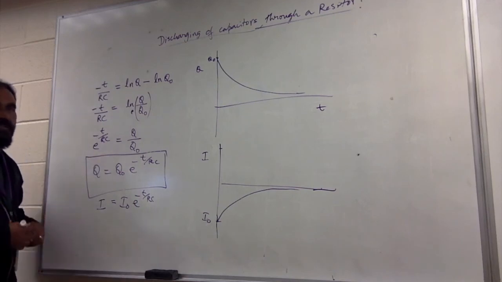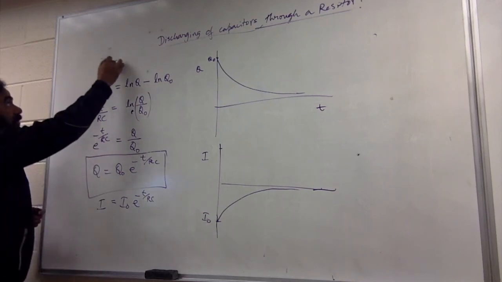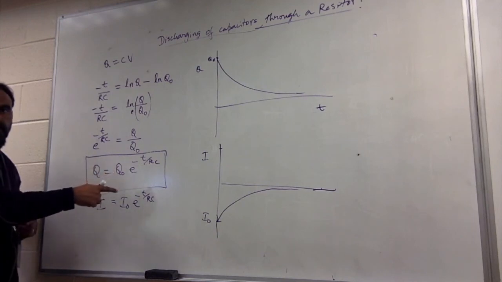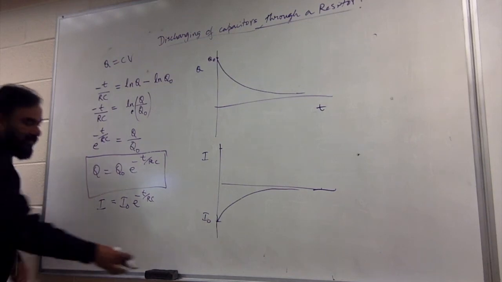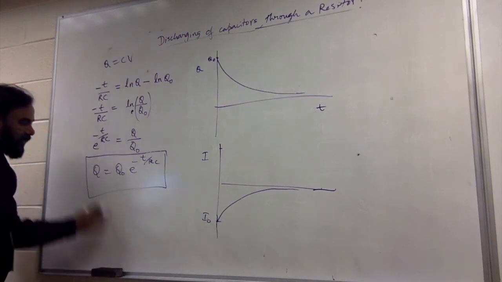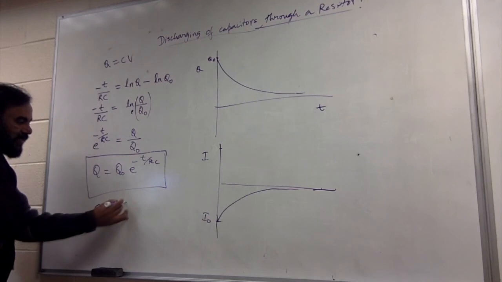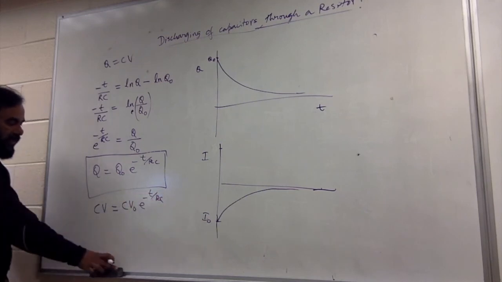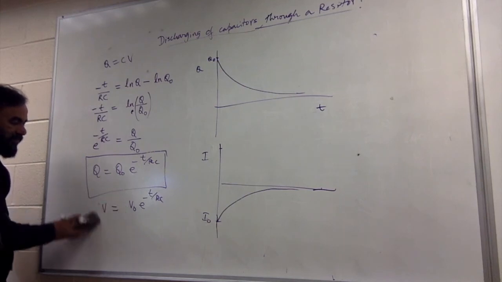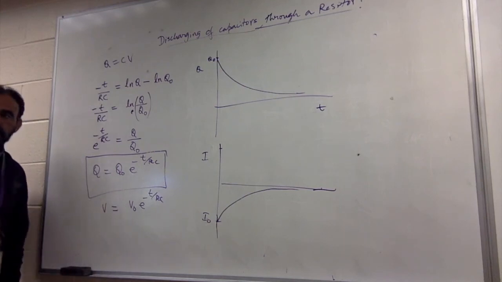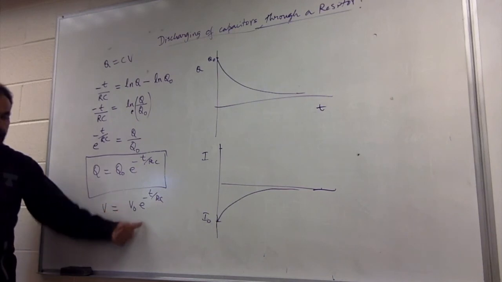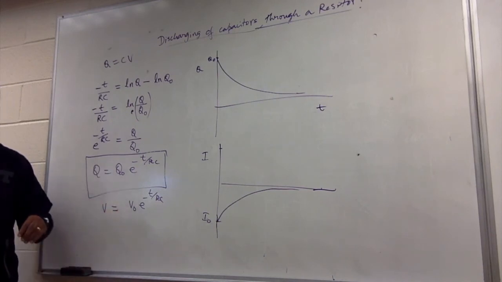Now in terms of voltage, if you use the equation Q is equal to CV and replace this with CV and CV naught, then you can knock off the two C's. So you have a new equation. The voltage across the capacitor is going to be changing according to this equation. So the format of the equation is exactly the same.